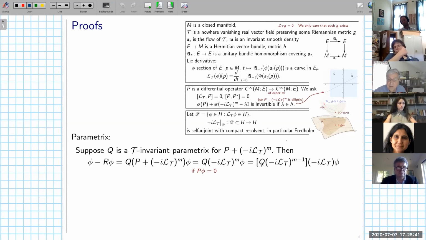This left inverse consists of an operator Q, which is of order minus m, and this operator is of order m minus 1. So the total order of this operator is actually minus 1. So this is a compact operator. It's a compact operator even without restriction to the kernel, and even after restriction to the kernel, it's going to be a compact operator.